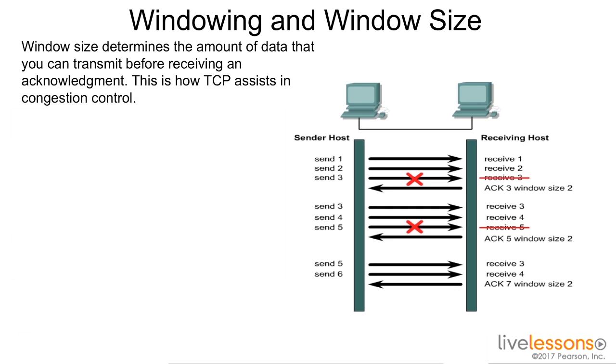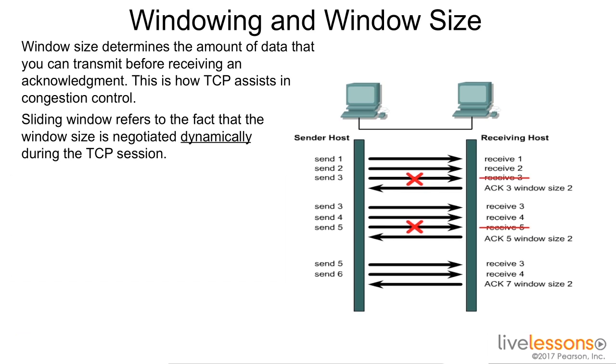The window size determines the amount of data that you can transmit before receiving an acknowledgement. This is how TCP assists in congestion control. There is a sliding window, and that refers to the fact that the window size is negotiated dynamically during the session, which means it can shrink and it can grow, asking for more or less data at a time.